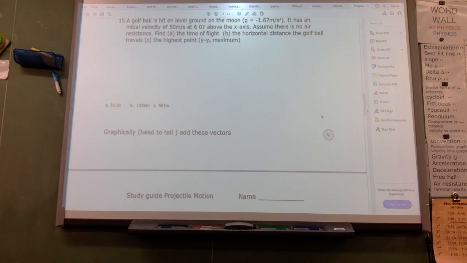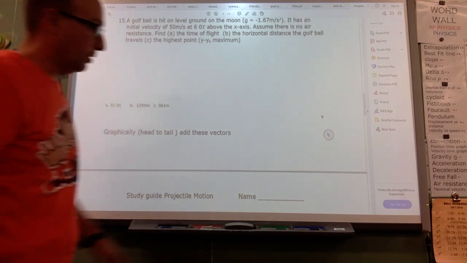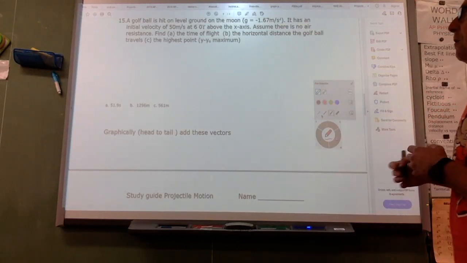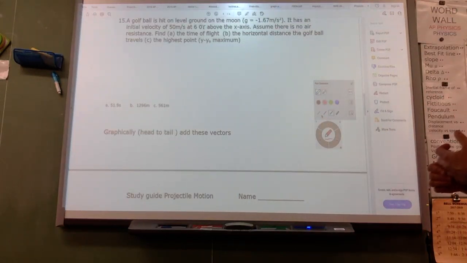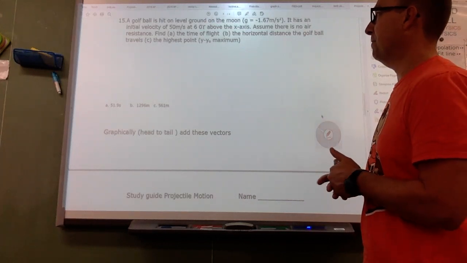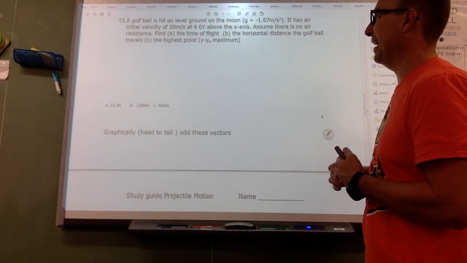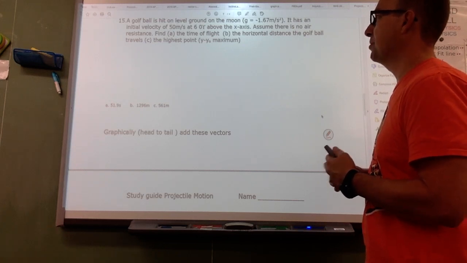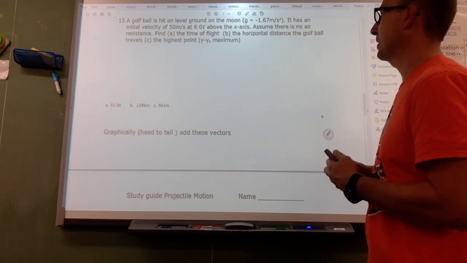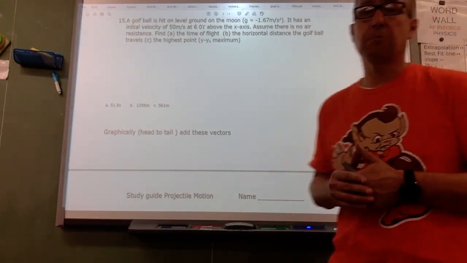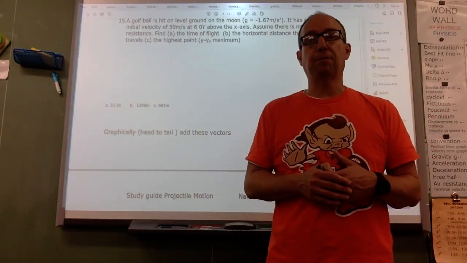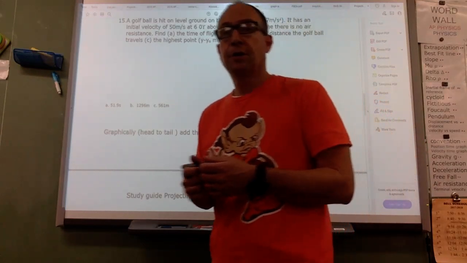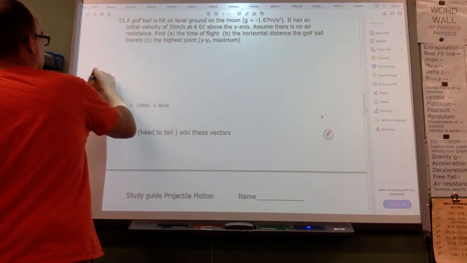And we're almost done with the projectile motion part. And the last part is going to be review of vectors. All right, a golf ball on level ground is on the moon. It has an initial velocity of 50 meters per second at 60 degrees above the x-axis. Assume there is no air resistance. Find the time of flight, the horizontal distance the golf ball travels, and the highest point. So this is going to be the same as the previous problem, but our acceleration is going to be 1/6 as much.